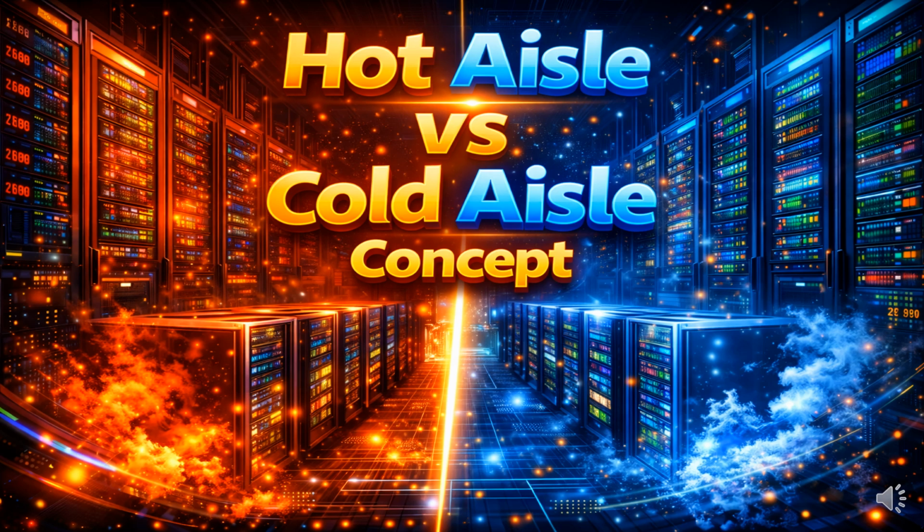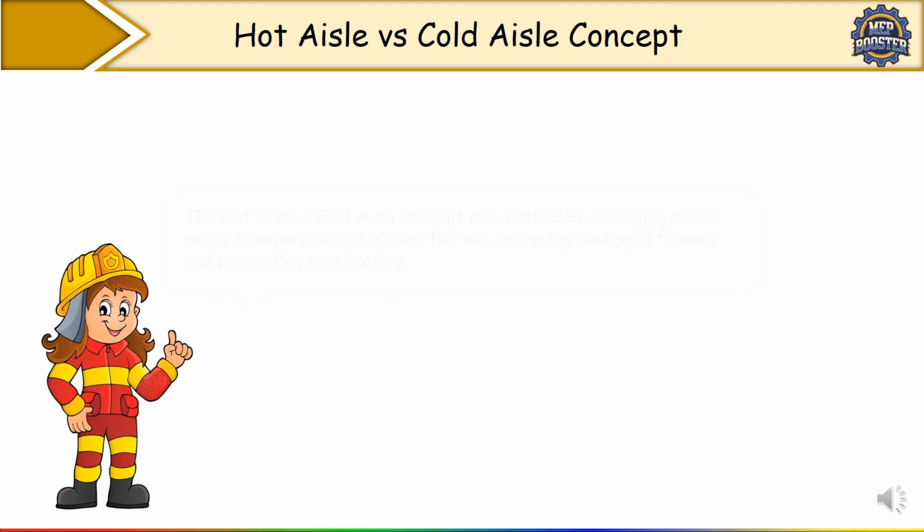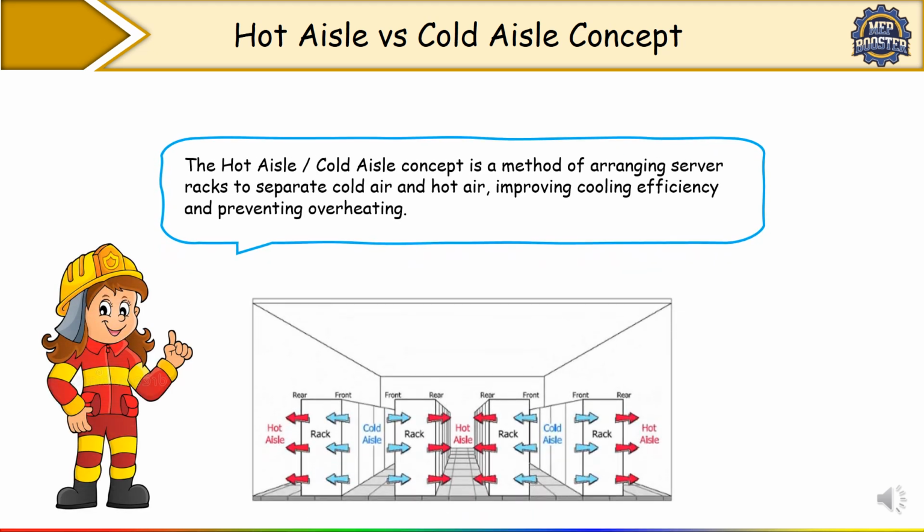So in this lecture we'll discuss the hot aisle versus cold aisle concept. So let's start. So now here we'll see about the hot aisle versus cold aisle. Okay, so here it is written: the hot aisle or cold aisle concept is a method of arranging server racks to separate cold air and hot air, improving cooling efficiency and preventing overheating.